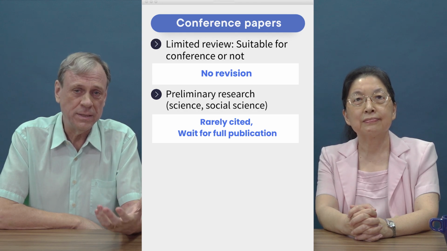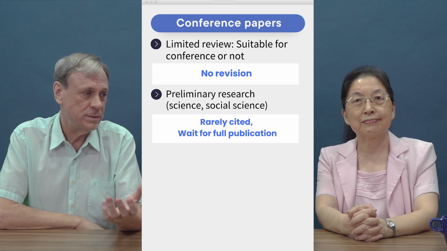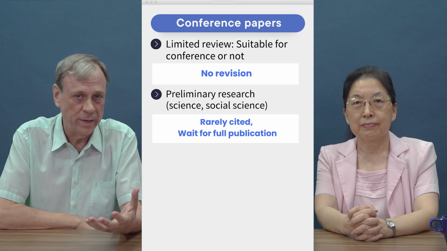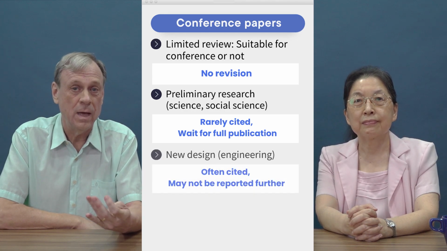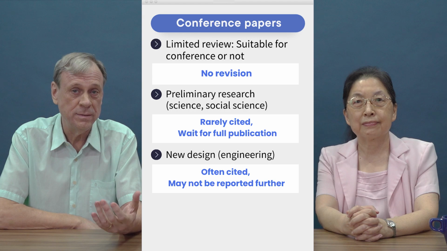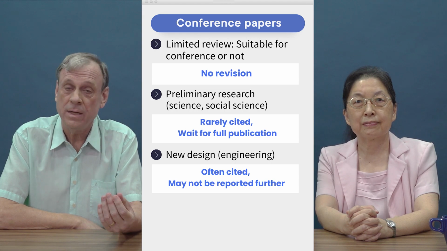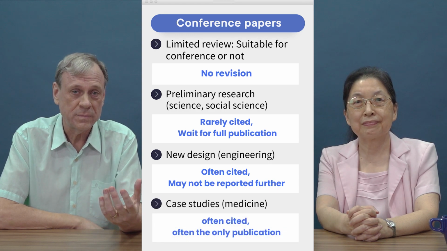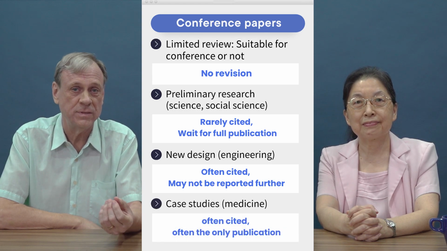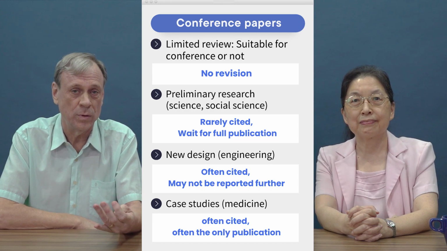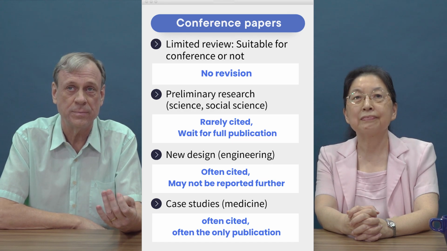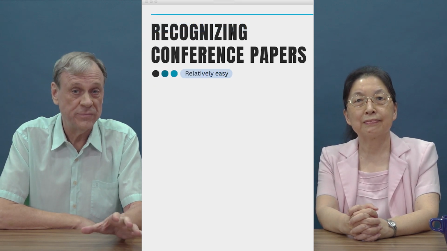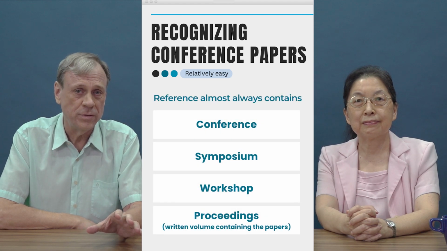So particularly in social science, it's very rarely cited in other publications. You wait until it's published completely. However, in engineering, in medicine, case studies, things like this, that may be the only publication of that data. And therefore, in those fields and for those types of studies, conference papers are much more commonly cited in other literature.